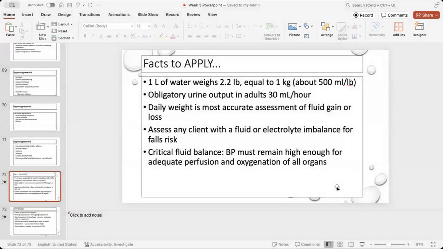So just a few things when we're thinking about ABGs, arterial blood gases, acid-base balance. We have to look at the pH. What does pH stand for? pH stands for the power of hydrogen. So basically, we're looking at hydrogen ions.